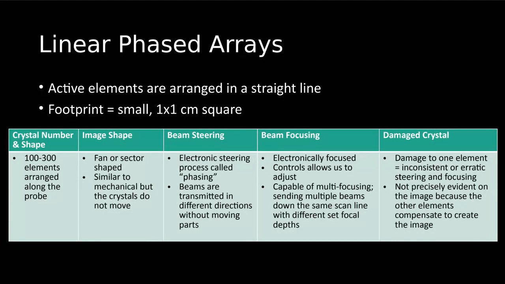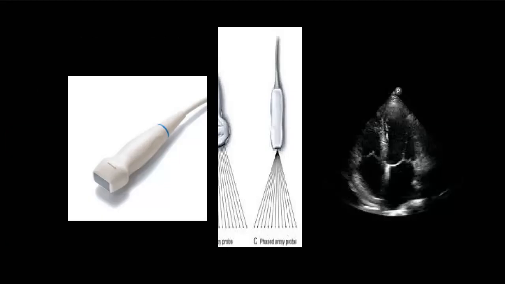It's not precisely evident on the image because the other elements are going to compensate to create the image around where that sound beam would be coming from. So if your active element is damaged, you're not going to be able to create any image from that line, right? But thankfully, our sound has a width to it. If we remember our sound beams from last week, where they diverge a little bit, we can pick up reflections from that scan line, even if that element is damaged, from those neighbor elements beside it.